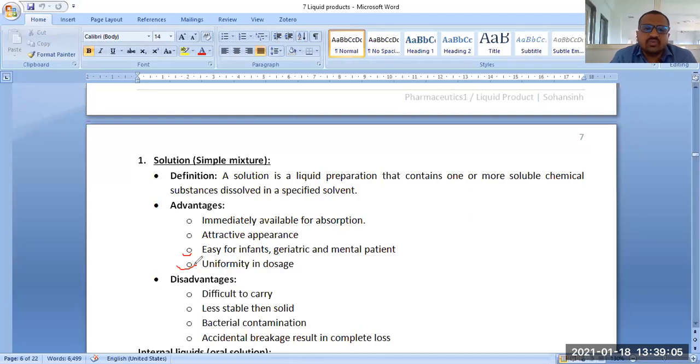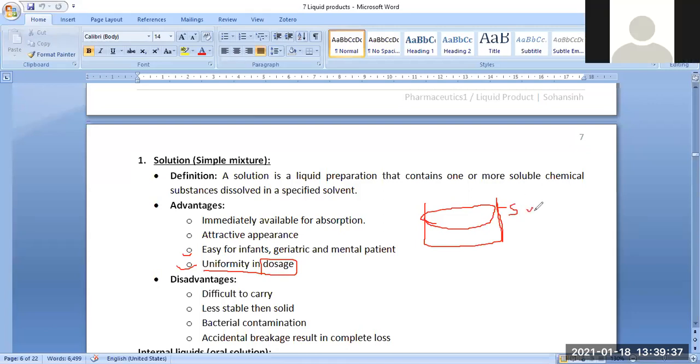Okay, so uniformity of doses is not accurate in liquid formulation. But yes, here drug uniformity is not maintained, but dose uniformity is maintained. How? For example, every liquid preparation comes with a closure, a rubber cap or a plastic cap. On this cap, they mention marks like 5 ml, 10 ml or 2.5 ml.